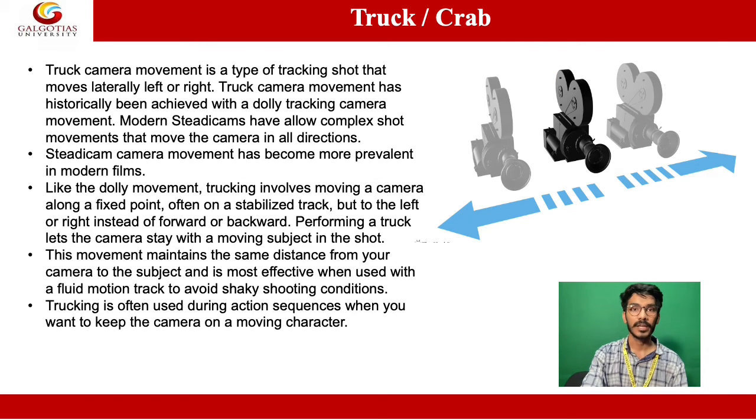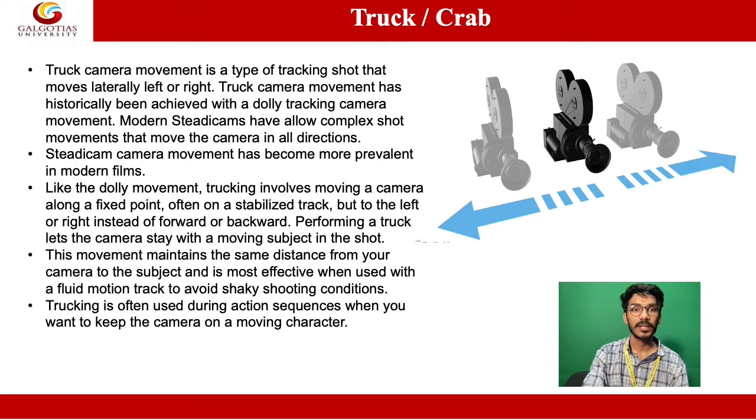Truck movement or crab movement. Truck camera movement is a type of tracking shot that moves laterally, left or right. It has historically been achieved with a dolly tracking camera movement. Modern Steadicams have allowed complex shots that move the camera in all directions. The Steadicam has become more prevalent in modern films.